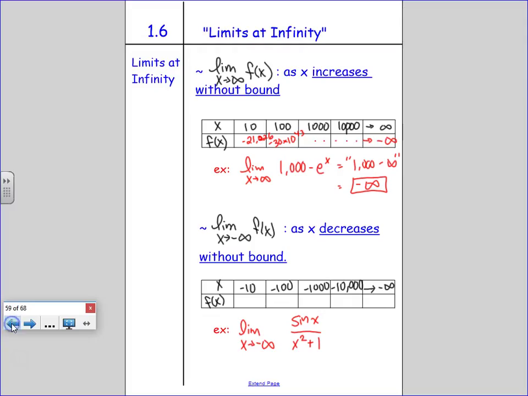Sorry, who's back? Sine of x over x squared plus 1. What'd you guys get at negative 10? 20.0054? Oh, 1.